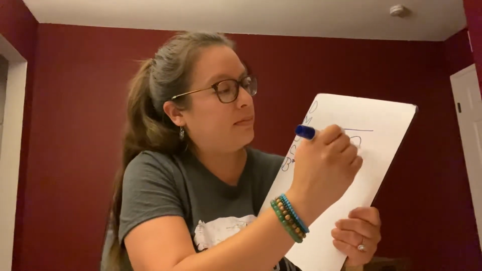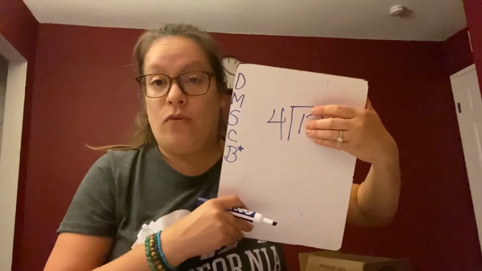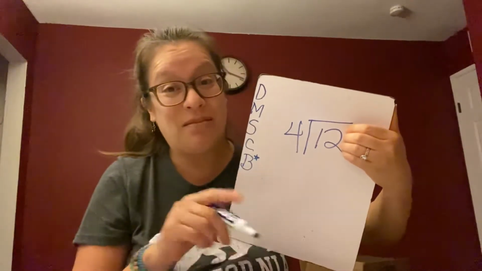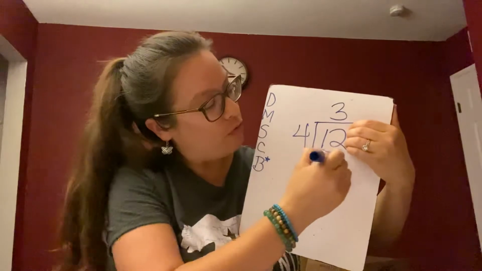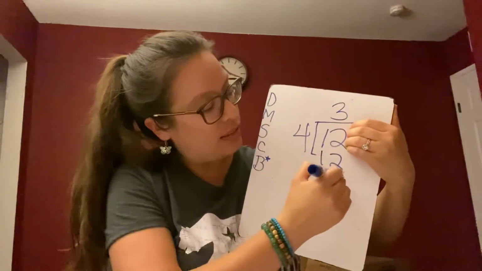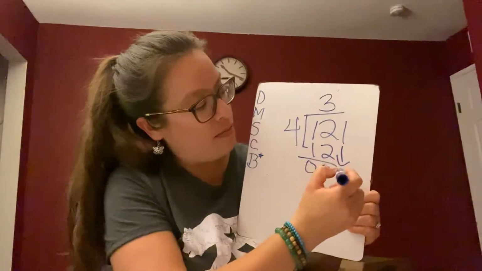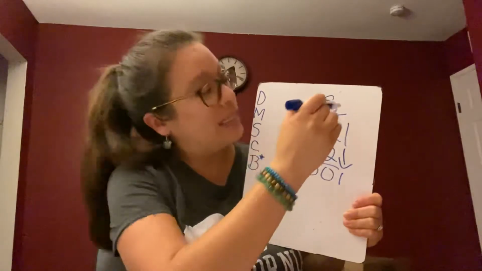121 divided by 4. 1 divided by 4? Nope. 12 divided by 4? Yes. How many times? 3. 4 times 3? 12. Subtract 0, 0. Check. Can I bring something down? 1. Start over again. 1 divided by 4 is 0 times.